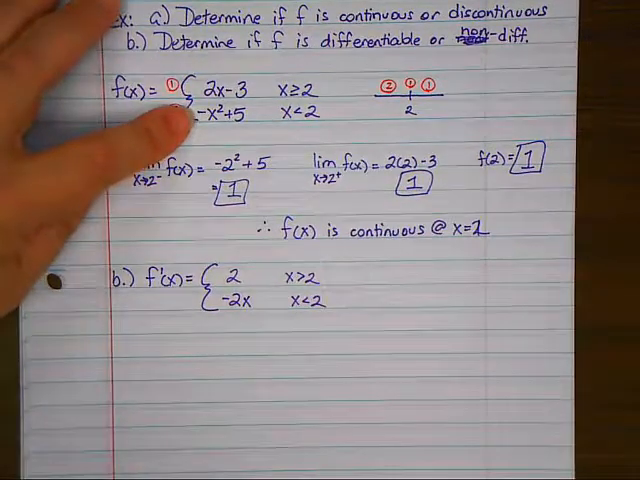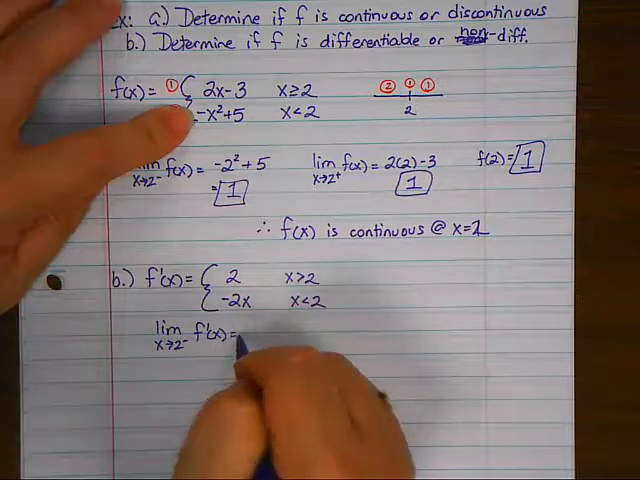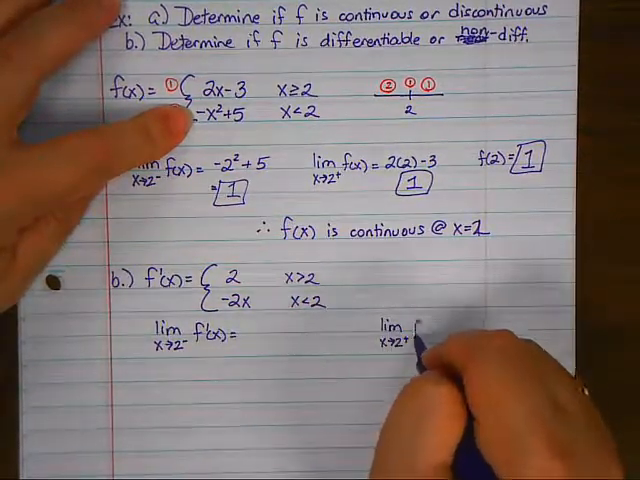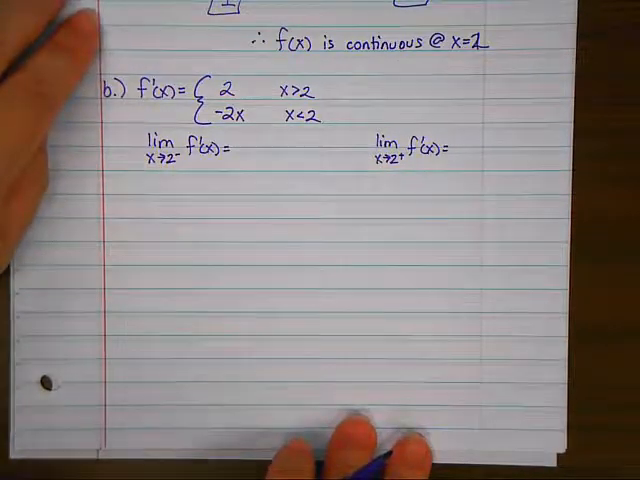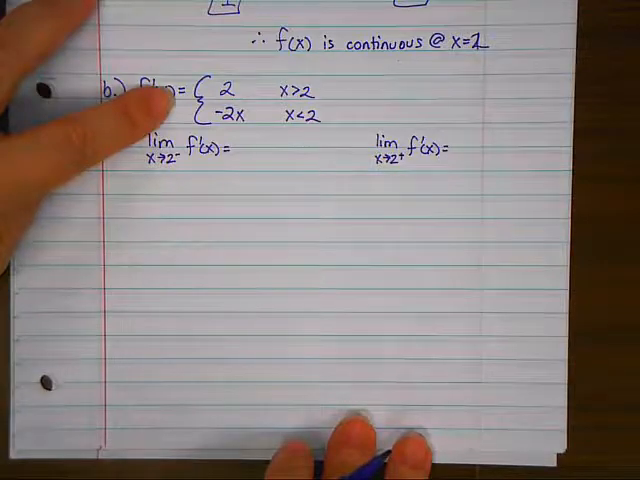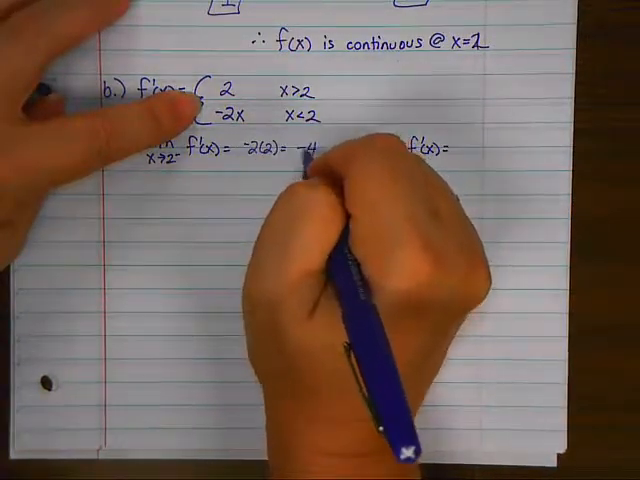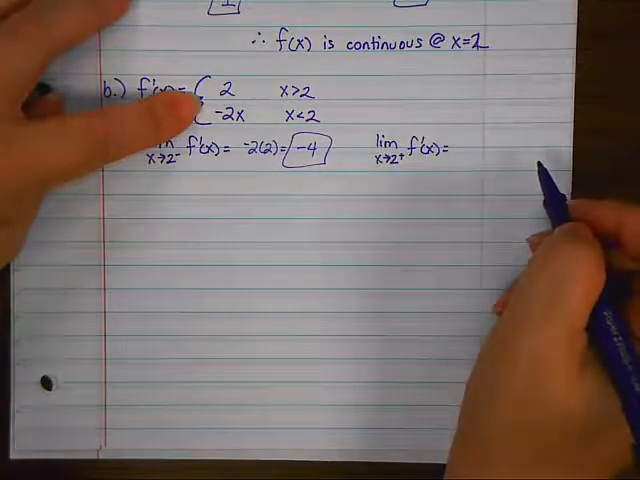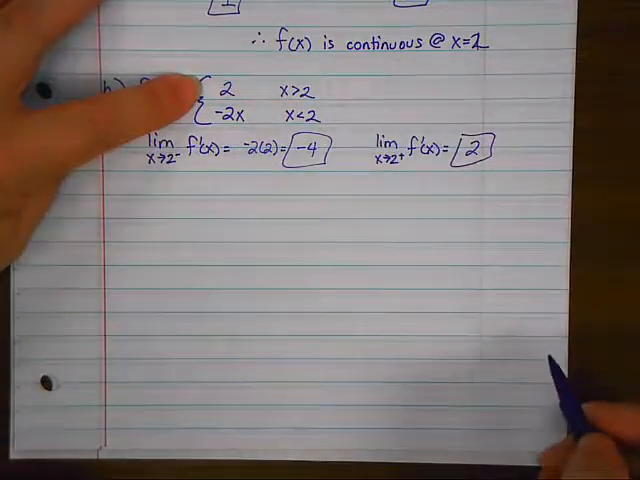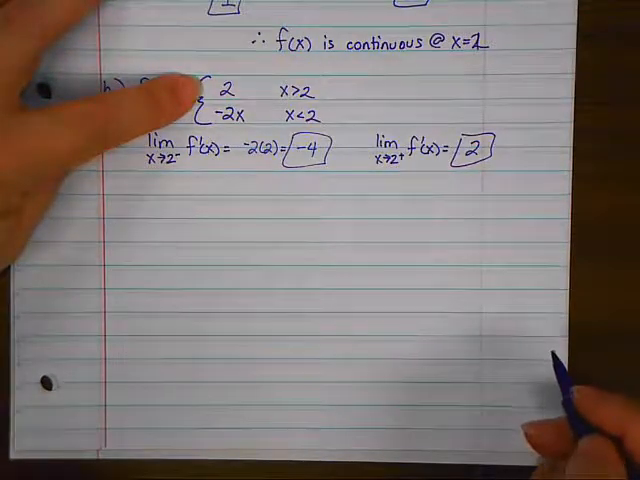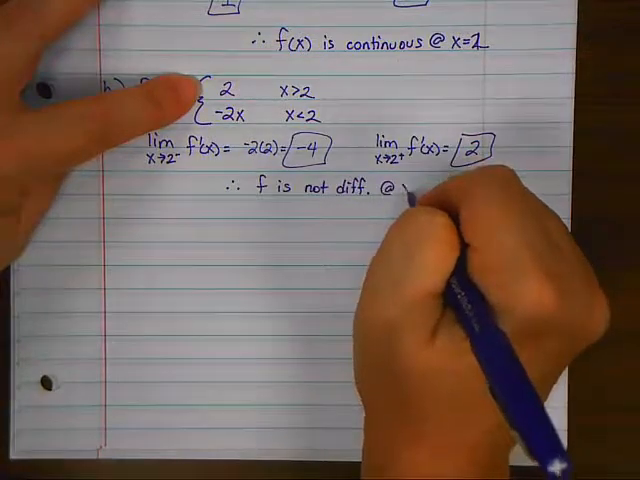Now, to test if it's differentiable at 2, we have to take the limit as x approaches 2 from the left of the derivative, and then the limit as x approaches 2 from the right of the derivative. We don't even need the original function anymore. We're just looking at the derivative. Which equation are we plugging into for the left-hand limit of the derivative? 2. So this would be negative 2 times 2, which is negative 4. And then the limit from the right is the first equation, so that's just 2, because there's nothing to plug in. Is this function differentiable at 2? No. Therefore, f is not differentiable at x equals 2.